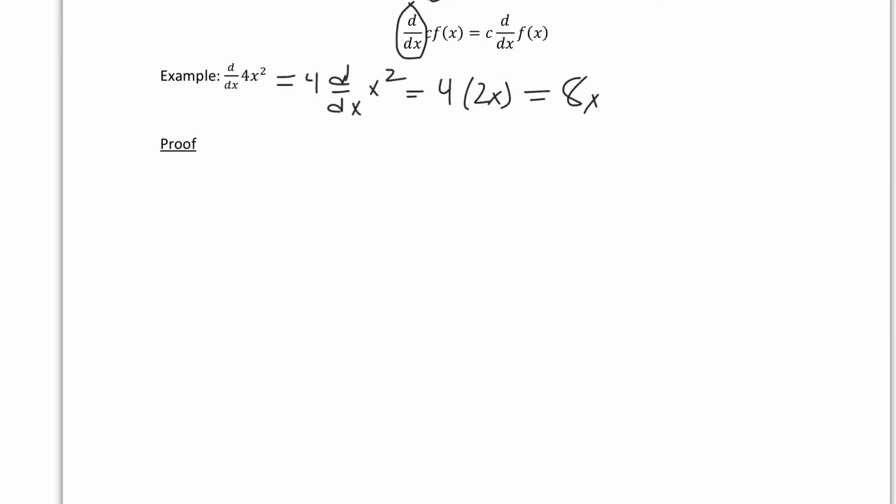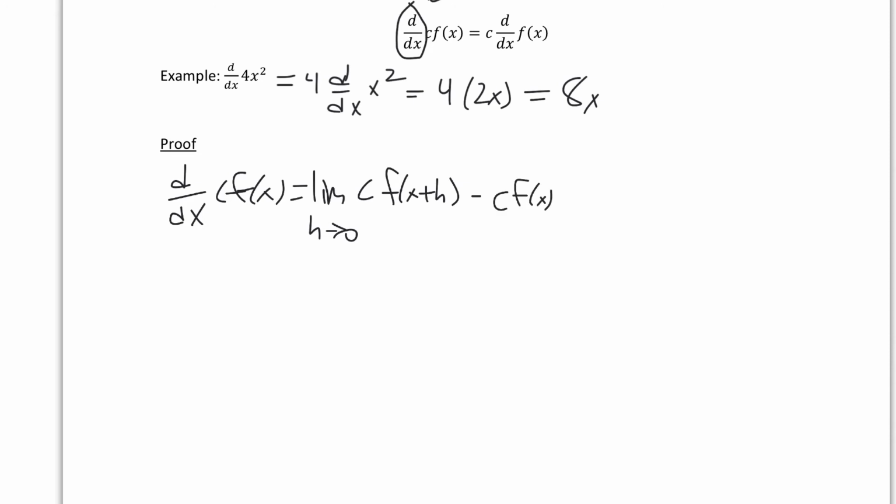Again, the proof for this is going to be a little tricky because we don't do our 1, 2, 3 steps, because we are just looking at a general function. So there is no f of x plus h to expand. But if we look at the definition, we would have the derivative of c f of x is equal to the limit as h approaches 0 of c f(x plus h) minus c f(x) over h.